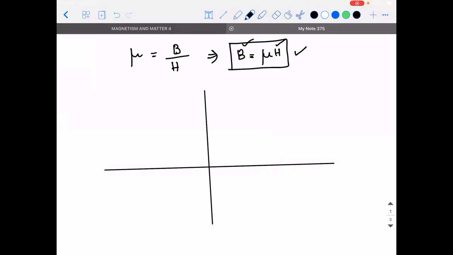There is a reason why I'm asking. If you give H, will you be able to see B? Or if you give B, will you be able to see H? What is needed to be given as input? H is the input, sir. Magnetizing field intensity should be given so that you are able to observe the magnetic induction taking place.